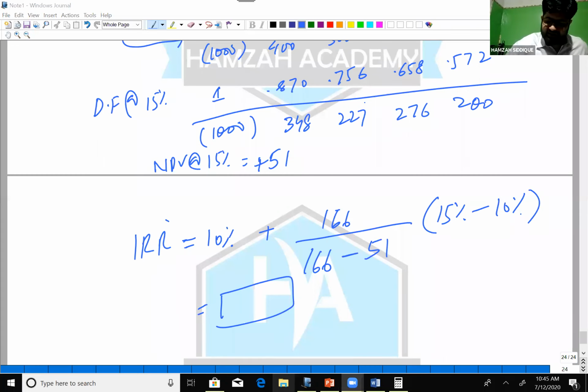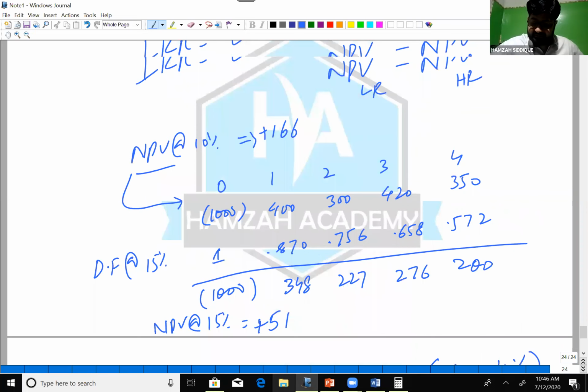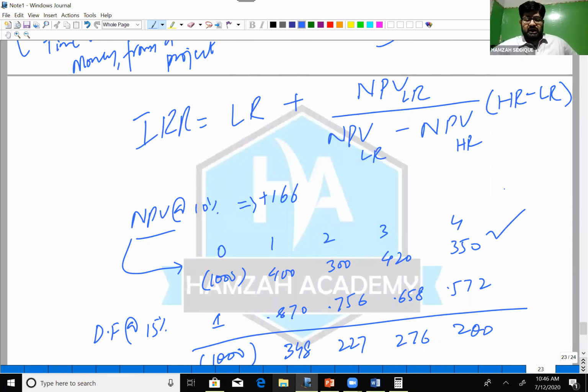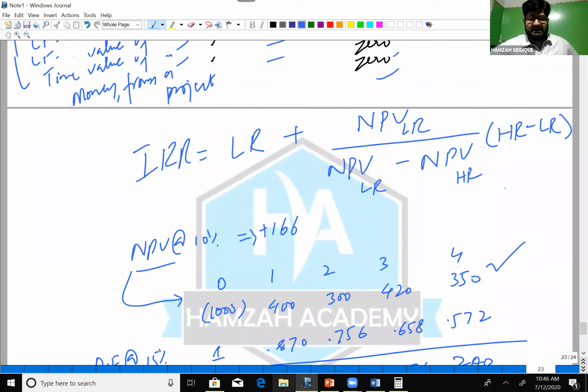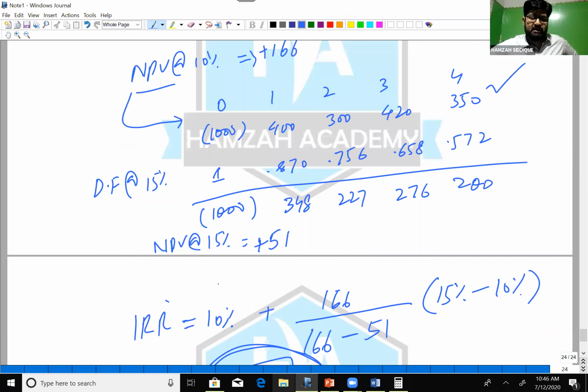Exactly 17. I have calculated myself. 17.2%. IRR. Now focus please, the point which I want to explain. What is the meaning of this IRR 17.2%? The meaning is that this project is yielding this annual percentage return. This is the return from the project. You see, annual percentage return.